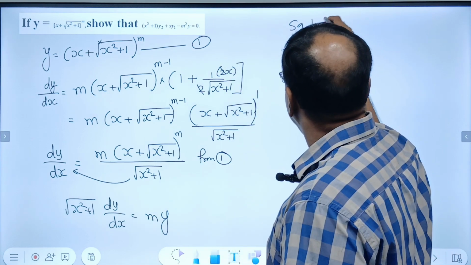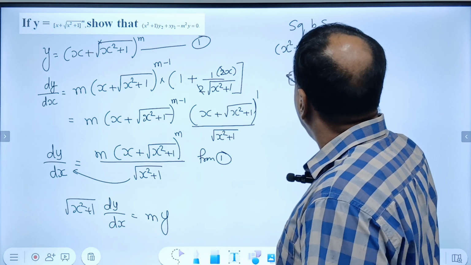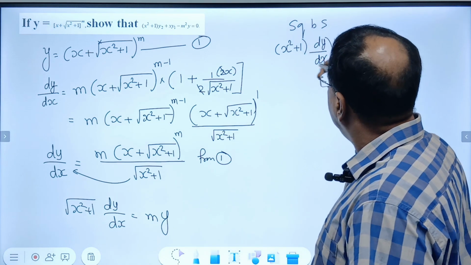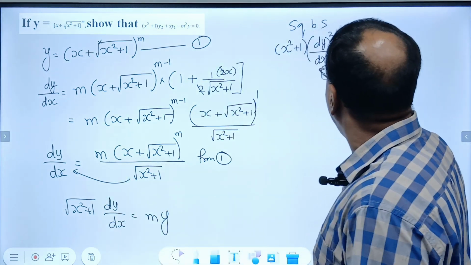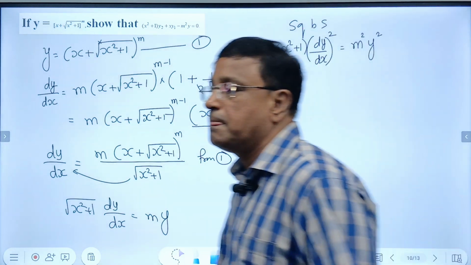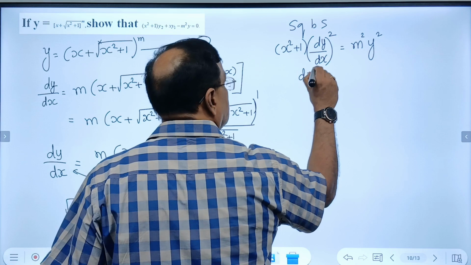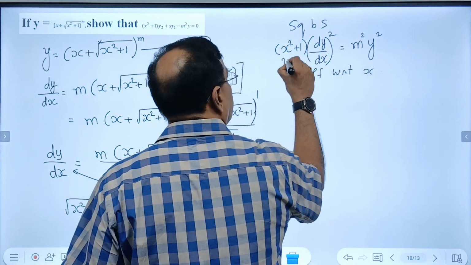Squaring both sides. So what do you get? x square plus 1 into dy by dx the whole square. Don't forget this. Don't write it as d square y by dx square while squaring. Equal to m square y square. Now again differentiate with respect to x. I am going to use product rule.